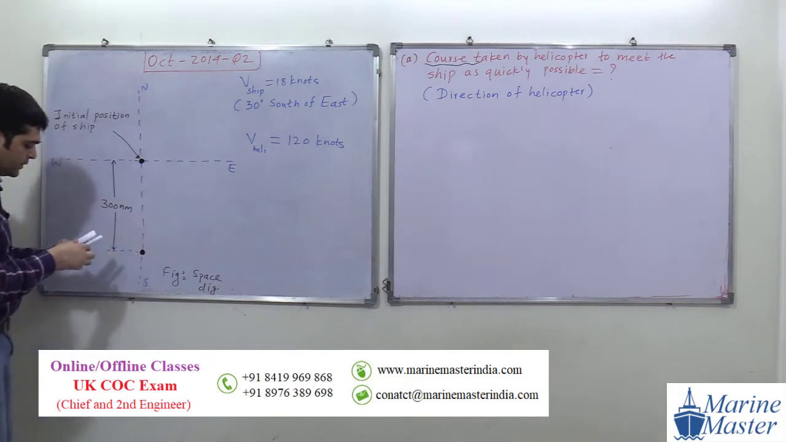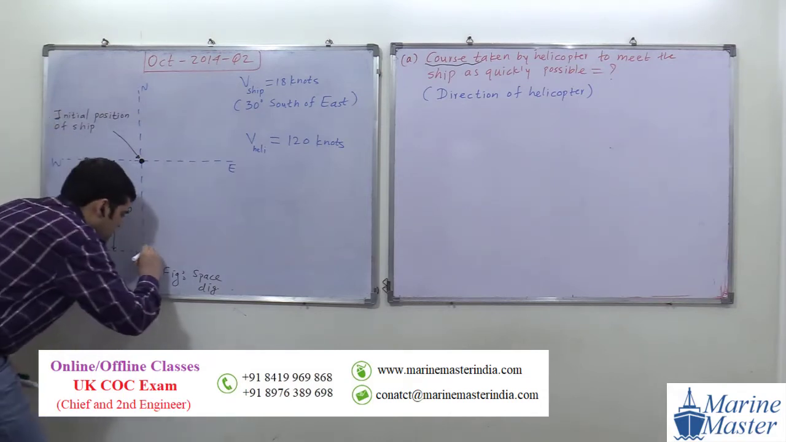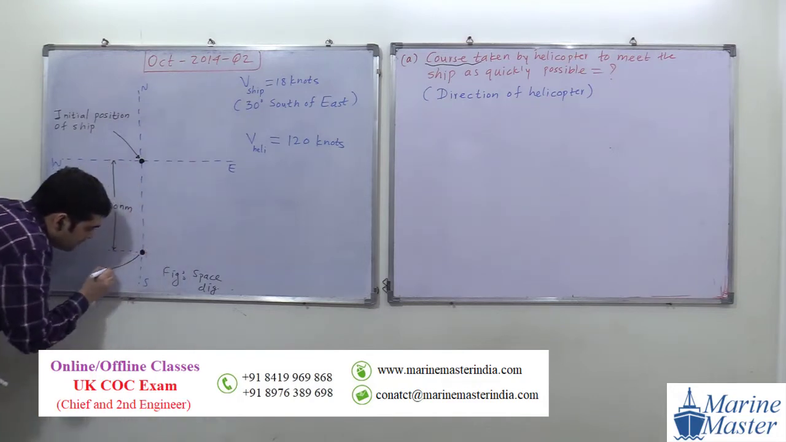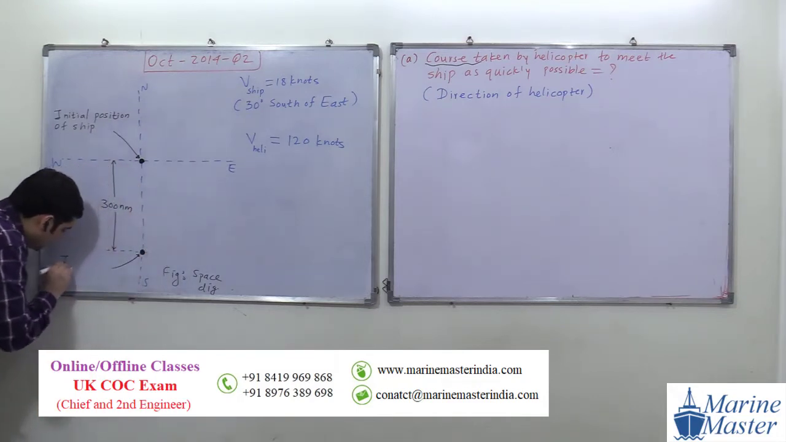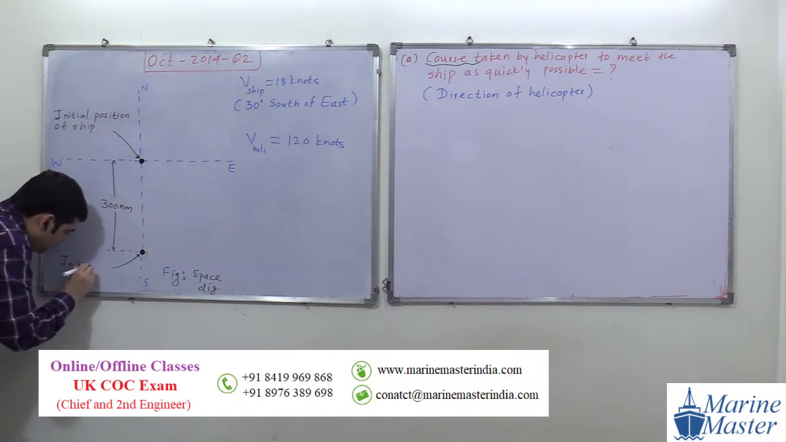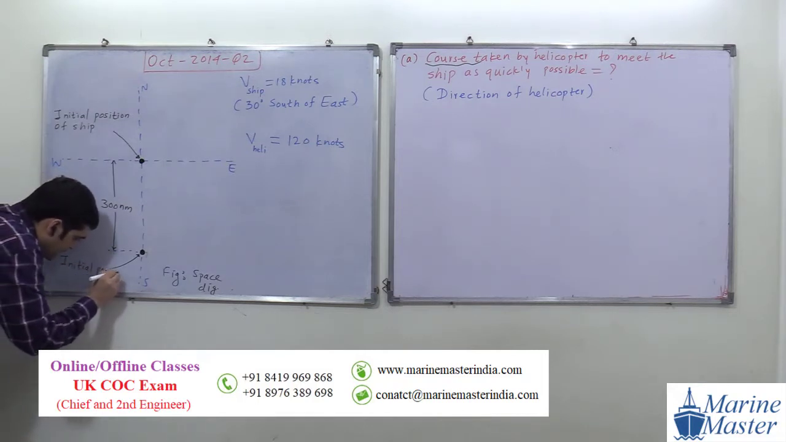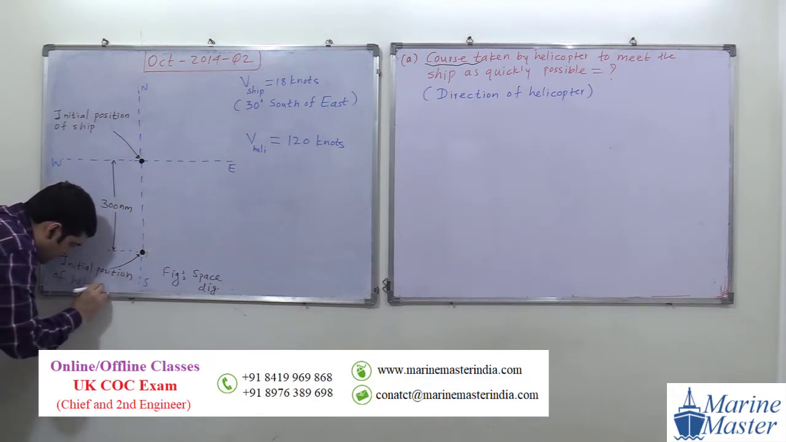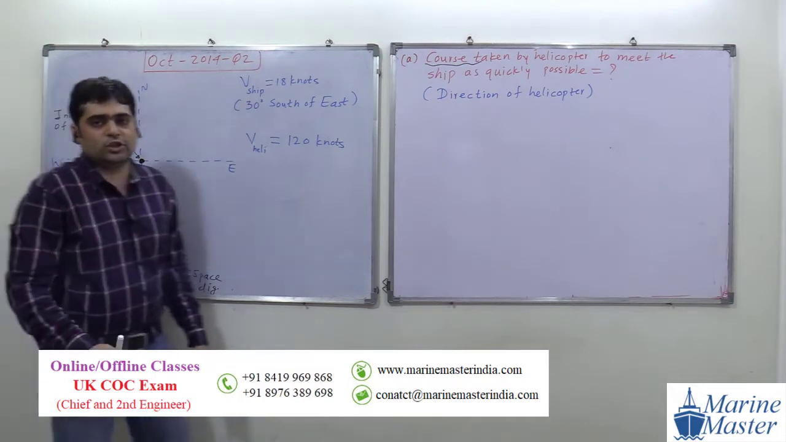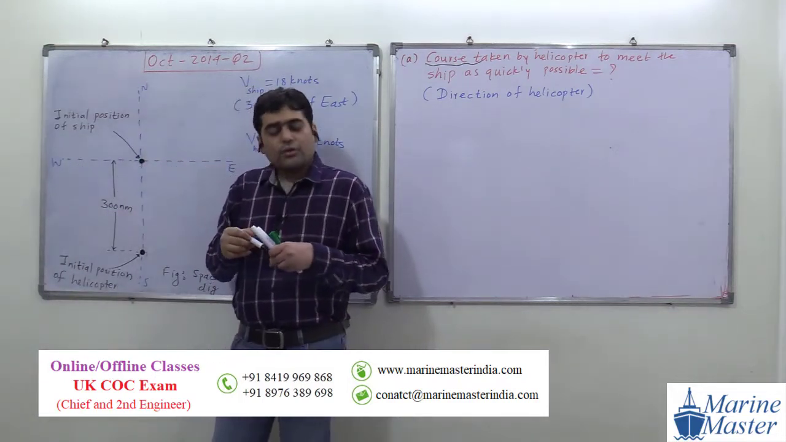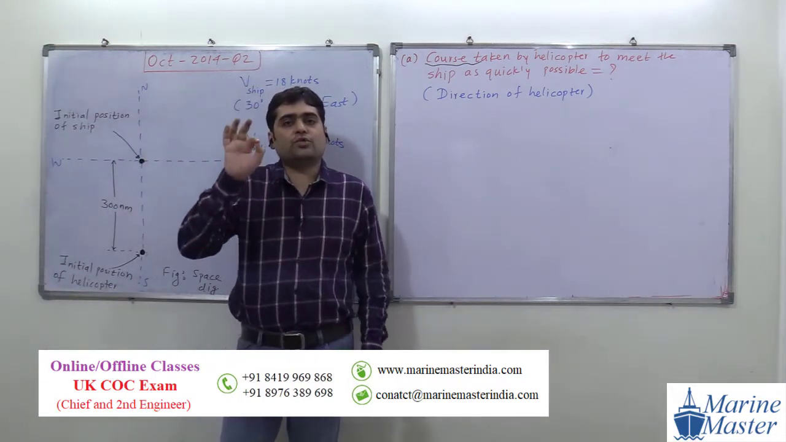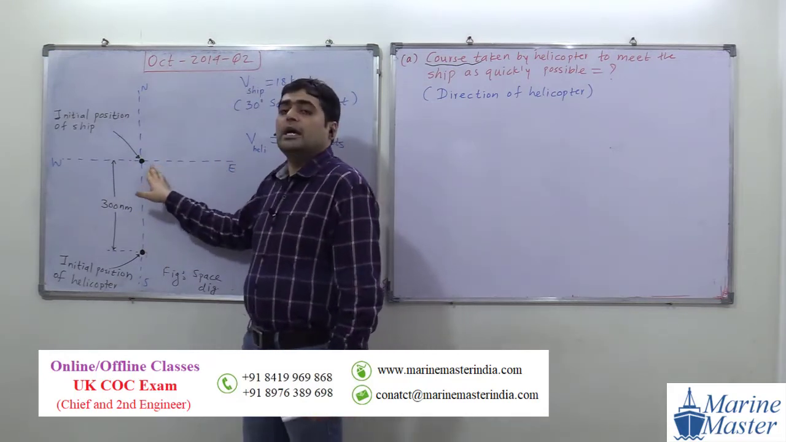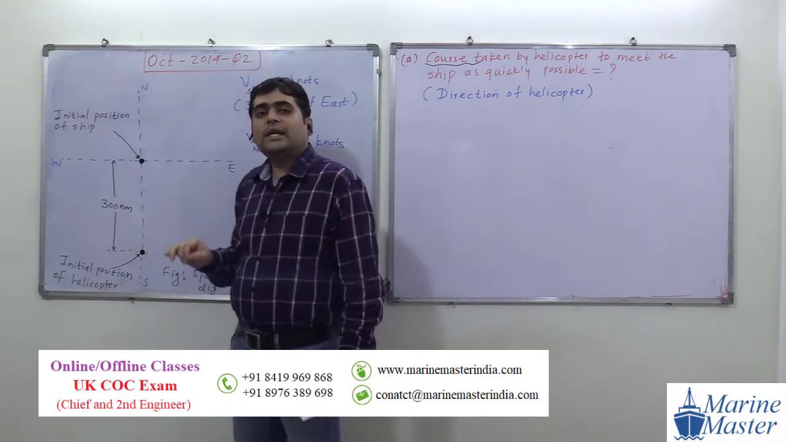So what is meant by this one, guys? This is the initial position of what? The helicopter. Okay, good. Now, what is happening here? The helicopter is going to meet the ship. So now when the observer on the ship is going to observe the helicopter, what does it feel?